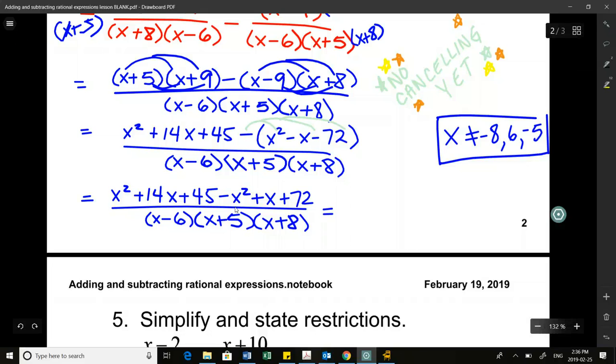Okay, we're going to simplify that numerator, so gather any like terms. The x squareds cancel each other. I've got 15x and 45 and 72. What does that give us? 117.